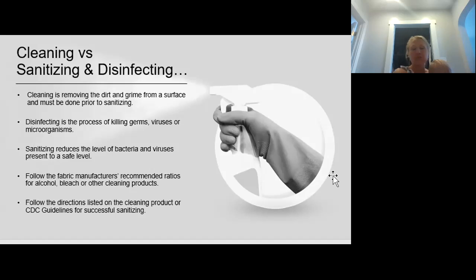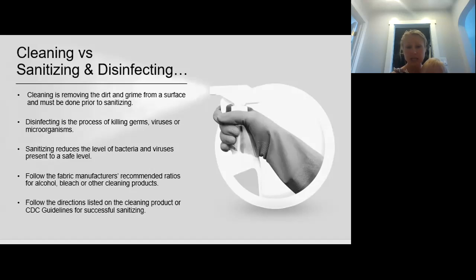I often think of the following analogy. When you are baking, you need to clean off all of the flour, butter, and eggs from your kitchen counter before you actually sanitize it. The same applies to every surface. There is also a difference between disinfecting and sanitizing. Disinfecting, when done according to the instructions of a suitable cleaner, kills all bacteria and viruses present, while sanitizing reduces the level of bacteria and viruses present.